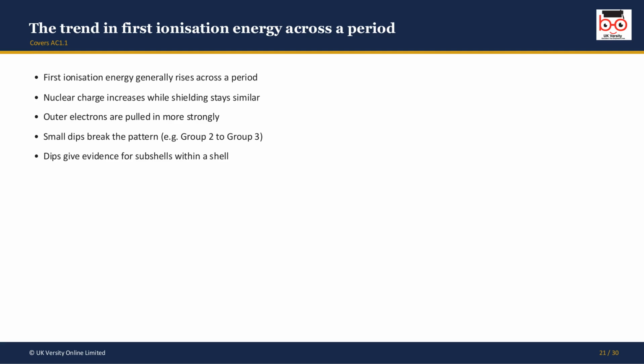Now, the trends. Across a period, first ionization energy generally rises. That's because the nuclear charge increases while the shielding stays roughly the same, so the outer electrons get pulled in more and more strongly. It isn't a perfectly smooth climb, though. There are small dips, for instance, going from group 2 to group 3, and those little dips are actually valuable evidence for the existence of subshells within a shell.